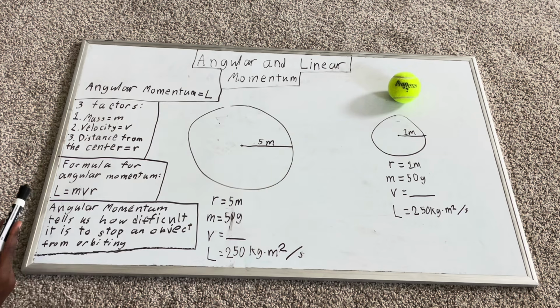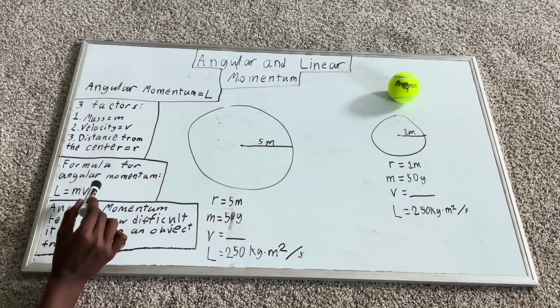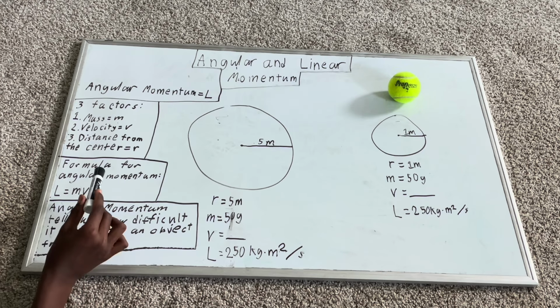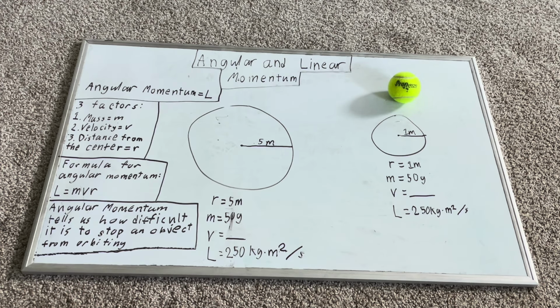Mass can be represented by m, velocity can be represented by v, and the distance from the center can be represented by r. We can use those three to find the formula for angular momentum, and all you have to do for that is just multiply all three of those factors I just mentioned. We can use these to truly understand how a figure skater can spin at twice the speed it was at before when all they do is bring their arms in.